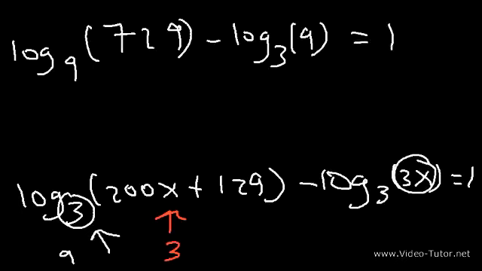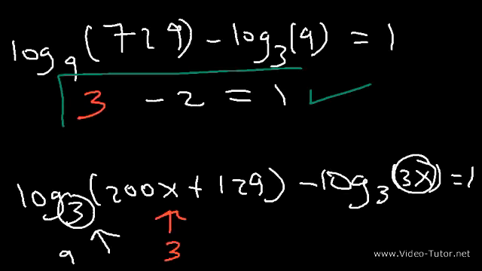So how many 9s do we have to multiply to get to 729? 9 times 9 is 81. 81 times 9 is 729. So we have to multiply 3 9s to get to 729. So that whole thing is 3. 3 squared is 9, so log base 3 of 9 is 2. 3 minus 2 is 1. So this indeed works out. So the answer is x is equal to 3.